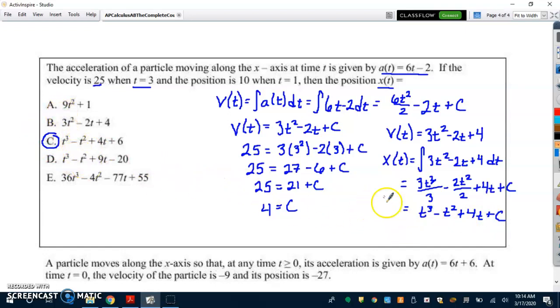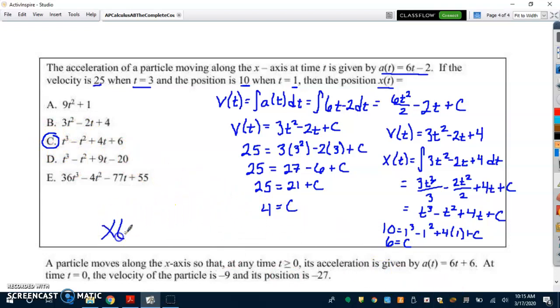If you want to find c directly, if this was not a multiple choice question, what you would do is plug in 10 and 1. So we would just say 10 equals 1 cubed minus 1 squared plus 4 times 1 plus c. Well, 1 minus 1 is 0, got 4. Subtract 4 on both sides, you'll end up seeing pretty quickly that c is 6. Okay, so c is 6. Our answer here is letter C.